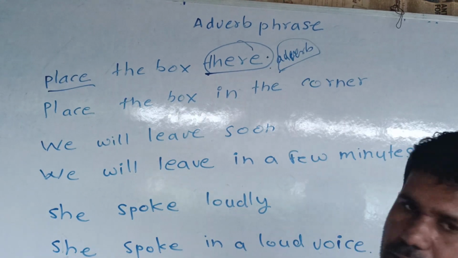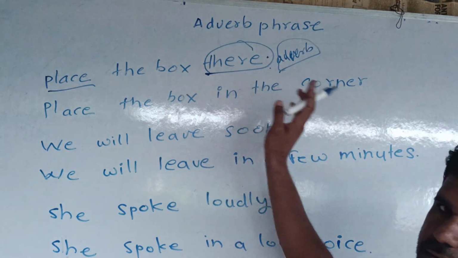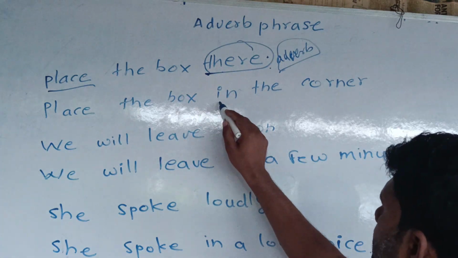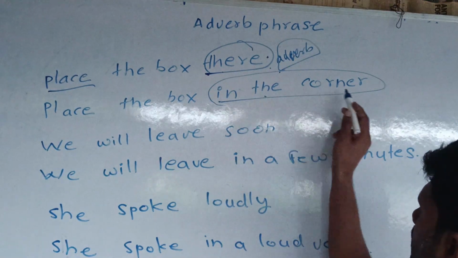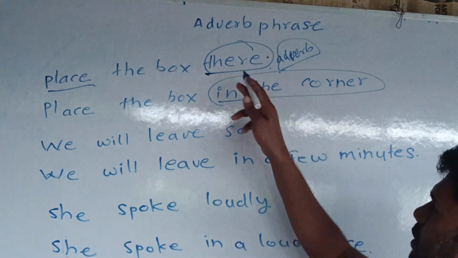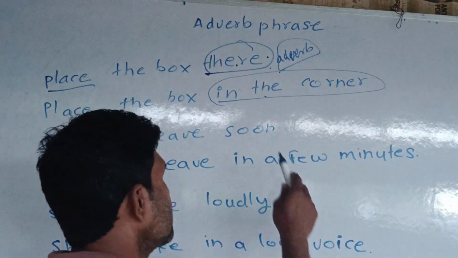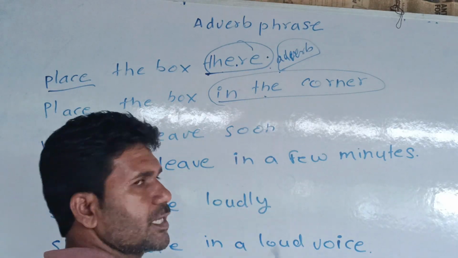An adverb tells us where the action happens. The same thing is told by this group, in the corner. Where? In the corner. Where? There. A single word and a group of words tell us the same thing, where the action is happening.